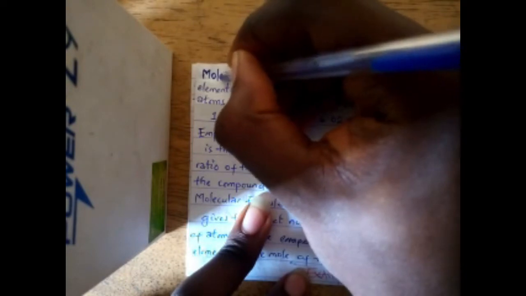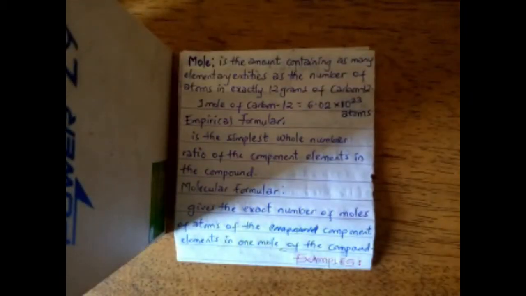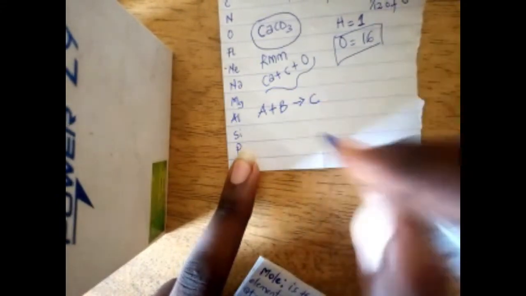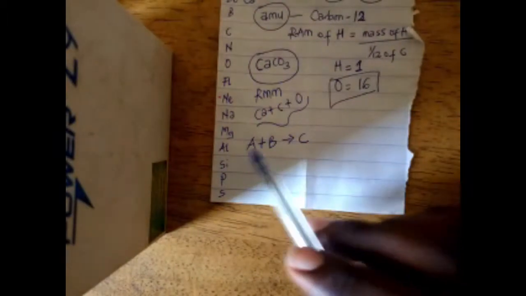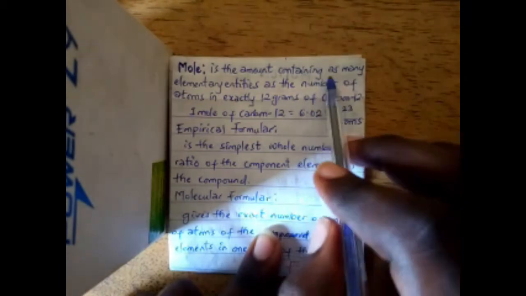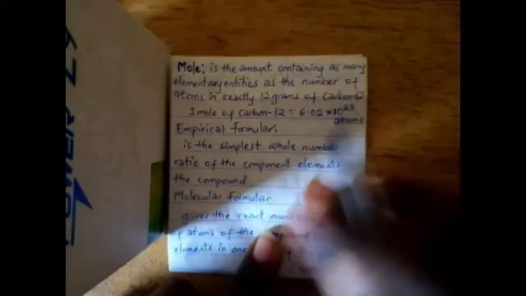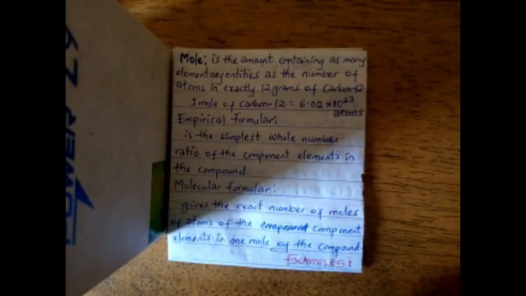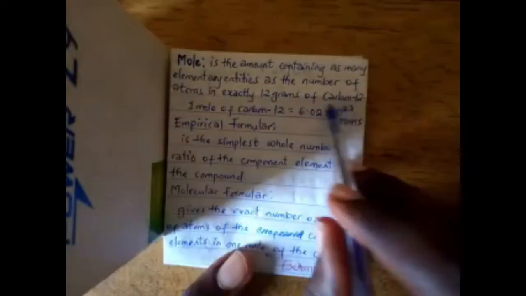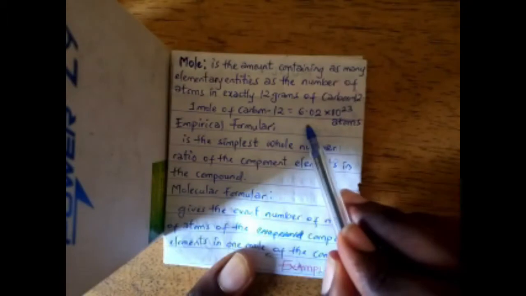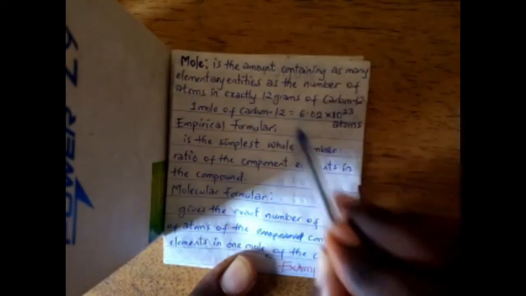So also we're talking about a mole. We're talking about masses. So in chemical combinations, for example, we have A and B. These are reactants and this is the product. Chemical reactions take place with respect to the number of moles. If you want to combine these two elements together, you need to know the amount you are going to require. So this brings about moles. A mole is the amount containing as many elementary entities as possible in exactly 12 grams of carbon 12. Remember I said the basic reference is always carbon 12. So 1 mole of carbon 12 contains 6.02 times 10 raised to power 23 atoms, which is the Avogadro's number.